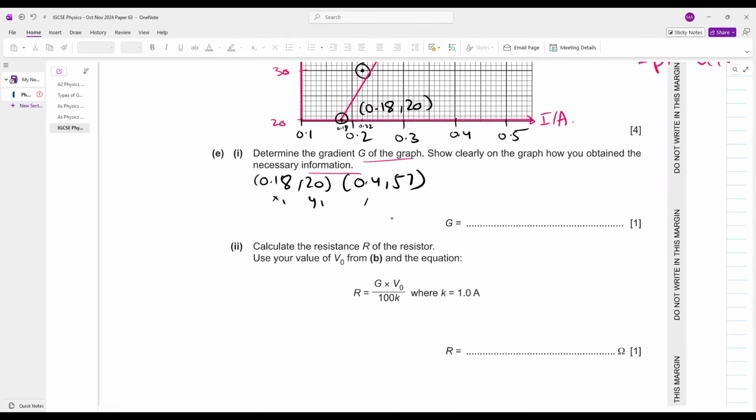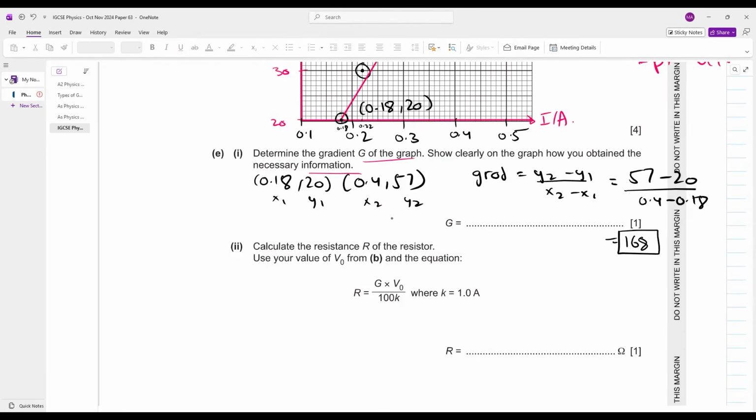Can you calculate the gradient? This is x1, y1, x2, y2. Yes, y2 minus y1 over x2 minus x1. y2 की वैल्यू क्या है बेटा? 57। y1 की वैल्यू क्या है? 20। x2 की वैल्यू क्या है? 0.4। x1 की वैल्यू क्या है? 0.18। What does your answer come out to be? This comes out to be 168 as your gradient. According to three significant figures, your gradient is 168, nothing less, nothing more.